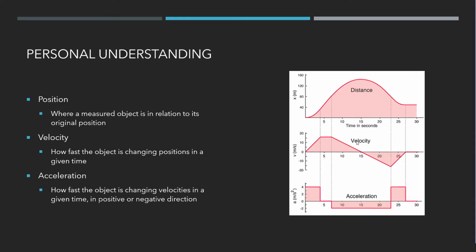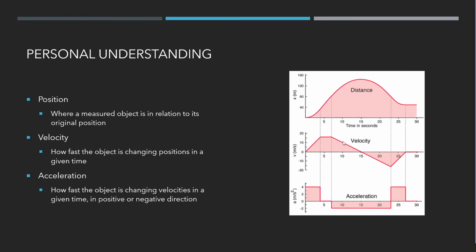Acceleration, on the other hand, is how fast the object is changing velocities at a given time in the positive or negative direction. This is also reflective of the derivative, again, of the velocity graph. As you can see in the velocity graph, the point at which the velocity becomes constant is where the acceleration will change back to 0.